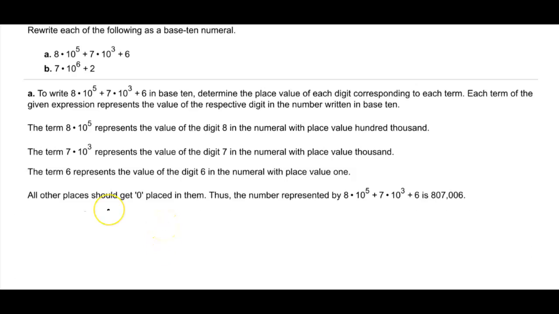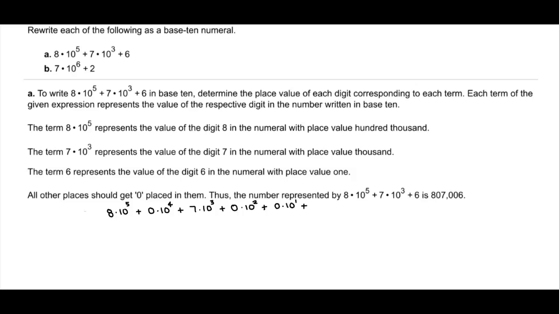So let's write this out. So we have 8 times 10 to the 5th. The next place value should have a 0, so that would be 0 times 10 to the 4th. Plus we have 7 times 10 to the 3rd. And then plus 0 times 10 to the 2nd power. Plus 0 times 10 to the 1st power.